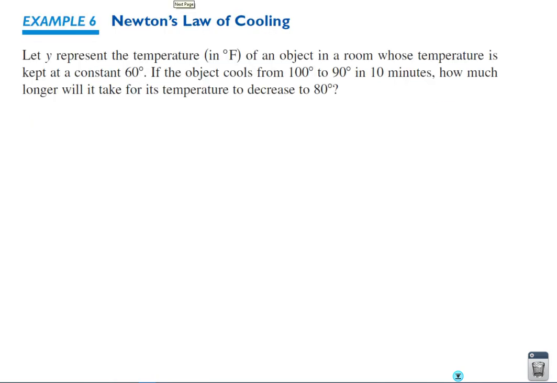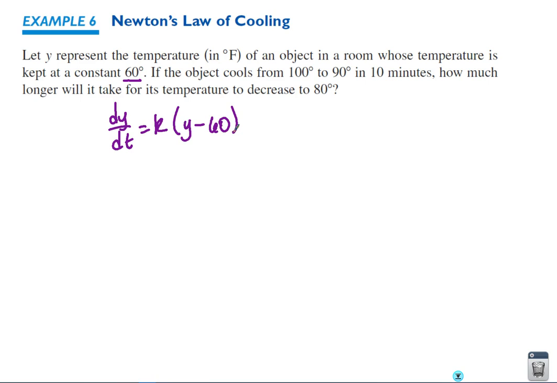So let Y represent the temperature in degrees Fahrenheit of an object in a room whose temperature is kept at a constant of 60 degrees. That is a cold room. If the object cools from 100 degrees to 90 degrees in 10 minutes, how much longer will it take for its temperature to decrease to 80 degrees? Okay, so let's start with Newton's law of cooling. So dy dt is proportional to the temperature of the object, which we don't know, so Y, and the temperature of the surrounding medium, which we do know, it's kept at a constant of 60 degrees.